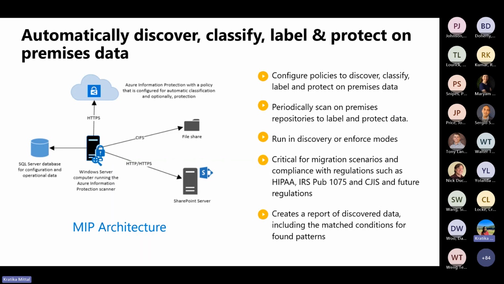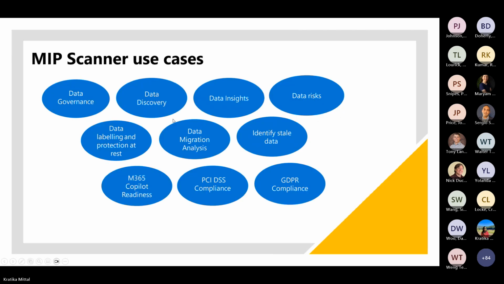Now, the AIP Scanner should have a cloud connection in order to leverage the Azure Portal to manage the scanner and get the discovery reports. You can only use the protection in case of air-gapped networks, and scanning targets are accessed using CIFS, and HTTPS for SharePoint. MIP scanners have multiple use cases. These are some of the use cases that Sergio is going to talk about and show you the demo of now.